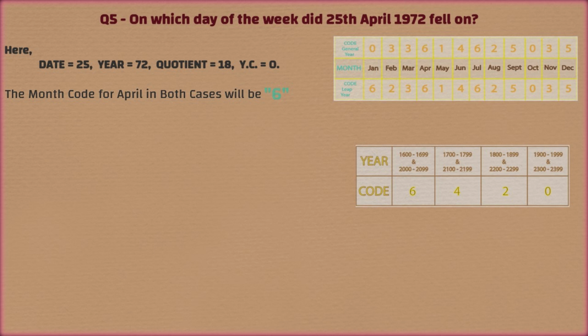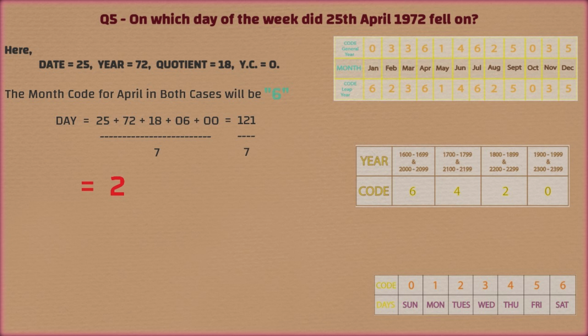So when we put all these values in the formula, we get (25 plus 72 plus 18 plus 6 plus 0) whole divided by 7, which is equal to 121 by 7, and we get the remainder as 2. And we know 2 is associated with the day Tuesday, and thus 25th April 1972 fell on Tuesday. Now in this case we were asked about the month April, and when we compare both the codes for April, they are the same in both the cases. So it doesn't matter by which method you solve, the final answer is going to be the same.